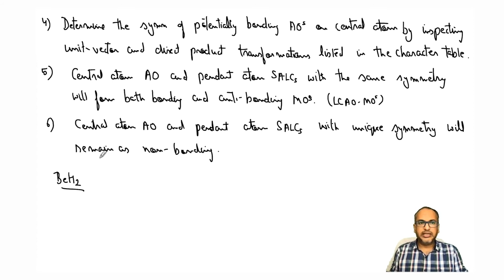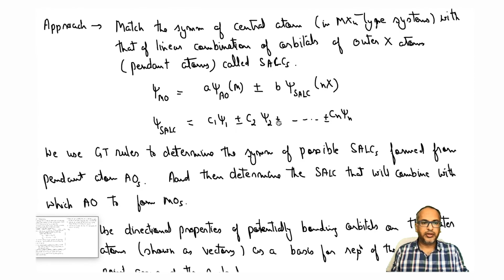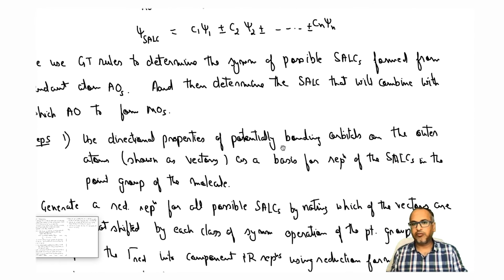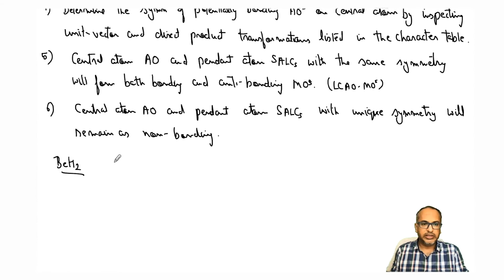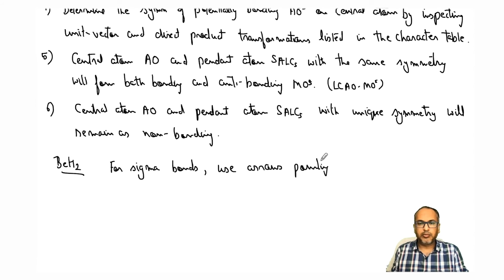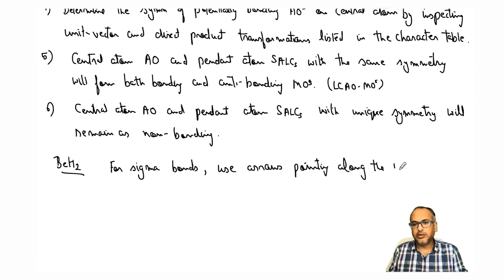Okay, so we said that we have to start with directional properties. So the first step is to use directional properties of potentially bonding orbitals on the outer atoms as a basis for representation. So what is that directional property? What do I mean? We will say for sigma bonds, use arrows pointing along the internuclear axis.